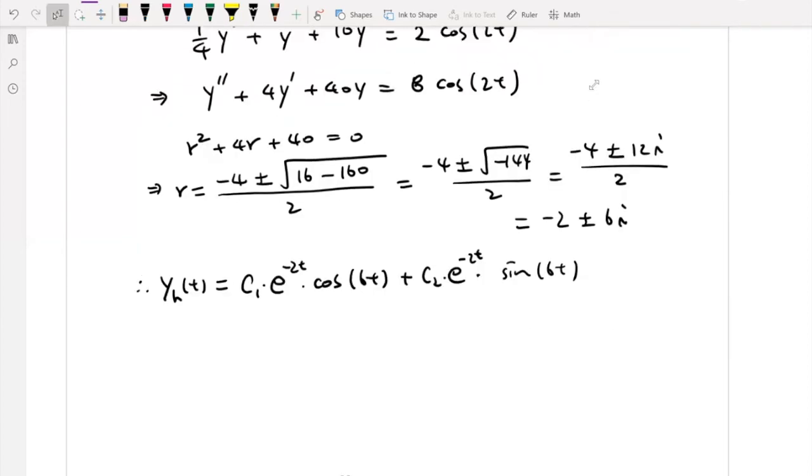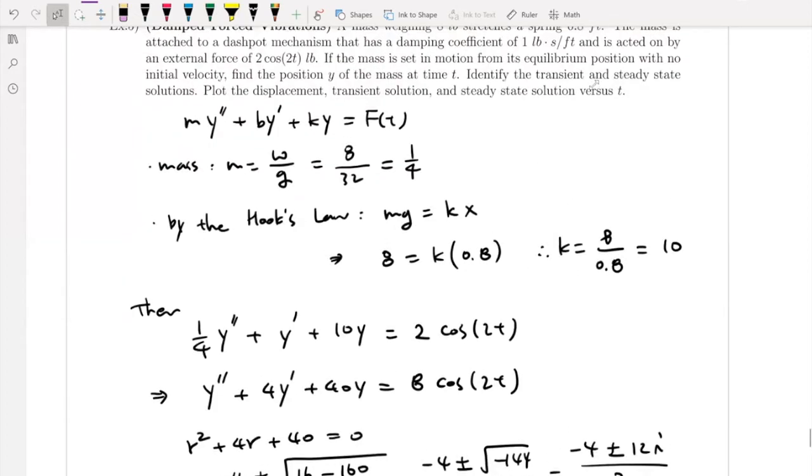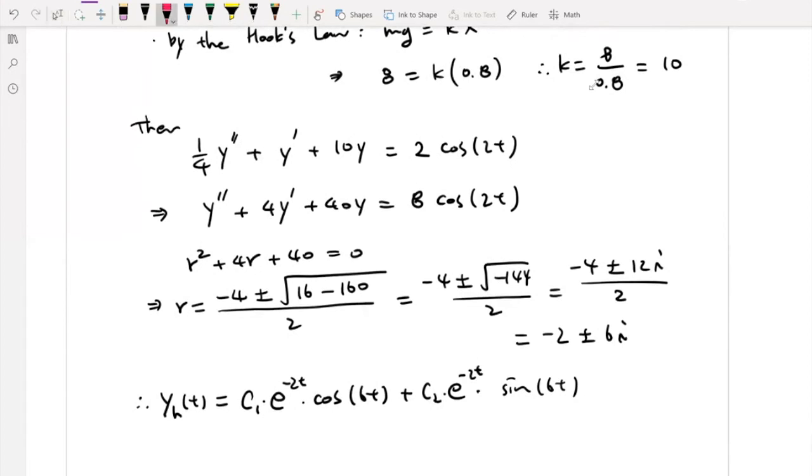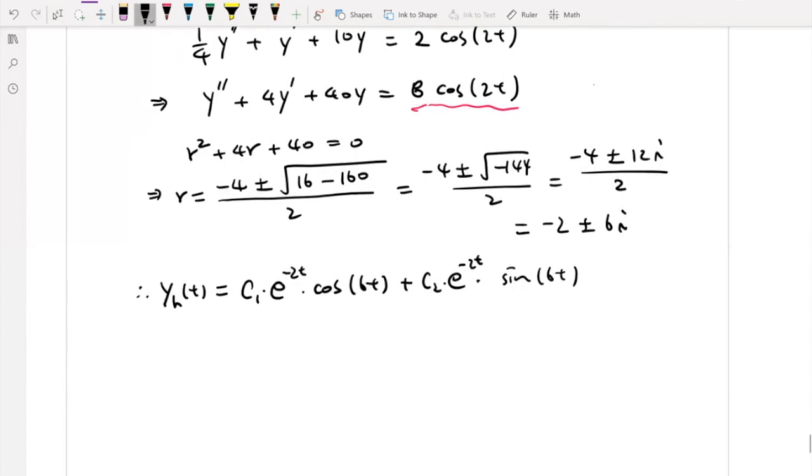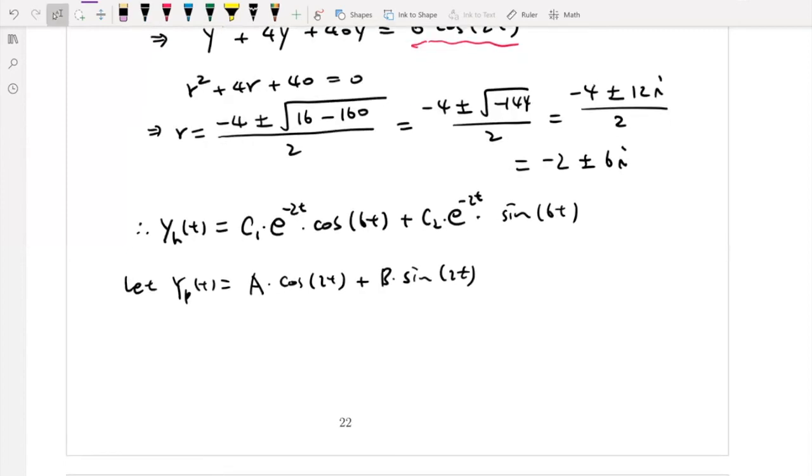Now we have to talk about the particular solution for the right-hand side, okay? There we go. We're going to use the undetermined coefficient method. As you can see, my right-hand side is 8 times cosine 2t, right? Which means my particular solution must involve cosine 2t and sine 2t, right? There we go. So let me define my particular solution as a times cosine 2t plus b times sine 2t. To use the undetermined coefficient method, we need y prime and y double prime, right?